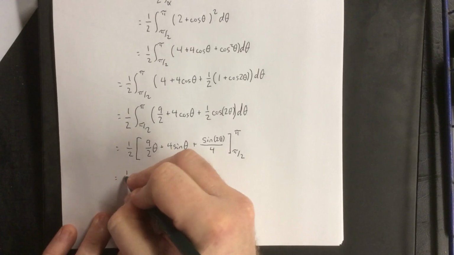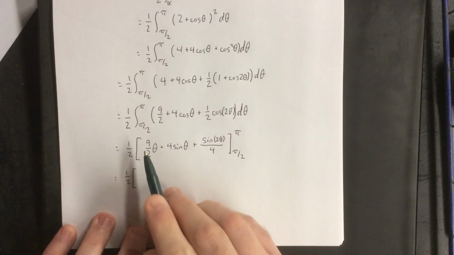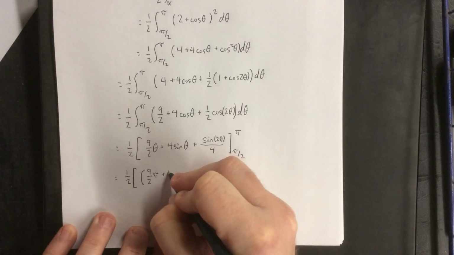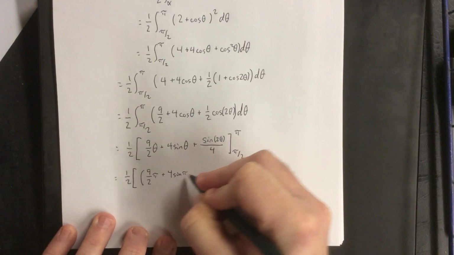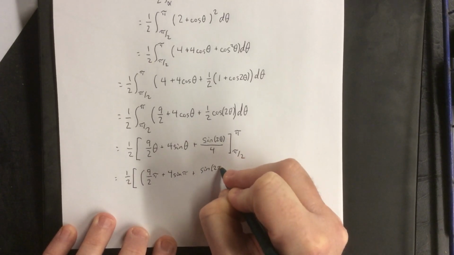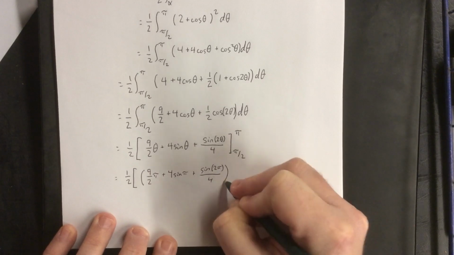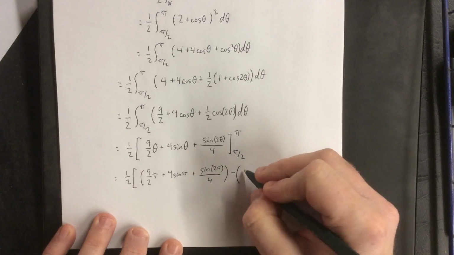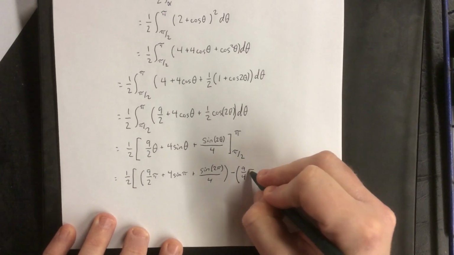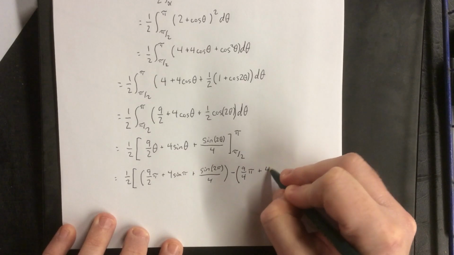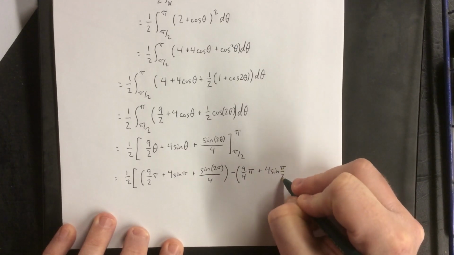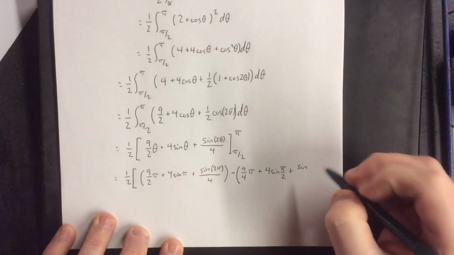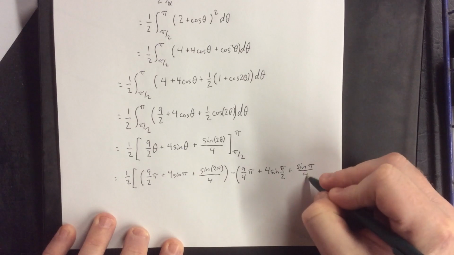Let's plug in these limits and see what we get. So 9/2 times pi, 9/2 pi, plus 4 times the sine of pi, plus the sine of 2 pi over 4. That's what we get from plugging in pi. Then we'll subtract what we get by plugging in pi over 2. 9/2 of pi over 2 is going to be 9/4 pi, plus 4 times the sine of pi over 2, plus the sine of, if we plug in pi over 2 to the sine of 2 theta, that'll be the sine of pi over 4.